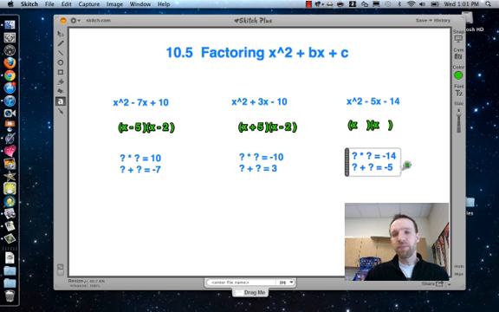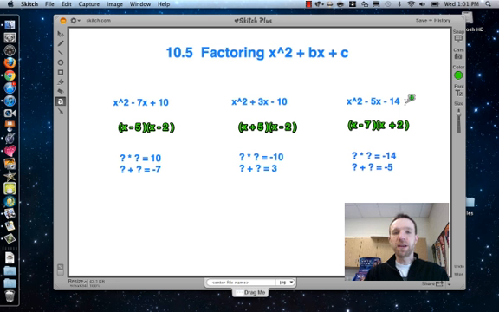Do I need negative 7 plus 2, or do I need positive 7 plus negative 2 to get negative 5? Obviously, I'm going to need the negative 7 plus 2. So x minus 7, there's your negative 7, and x plus 2 is what I plug into my parentheses, and now I have the solution in factored form. These are the factored form solutions to these quadratic expressions.